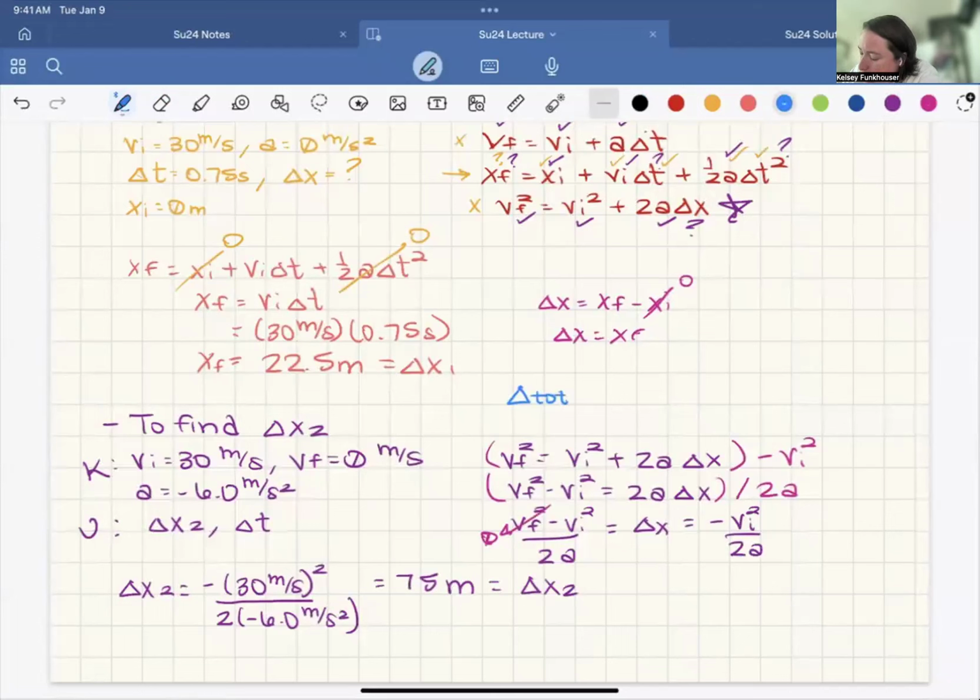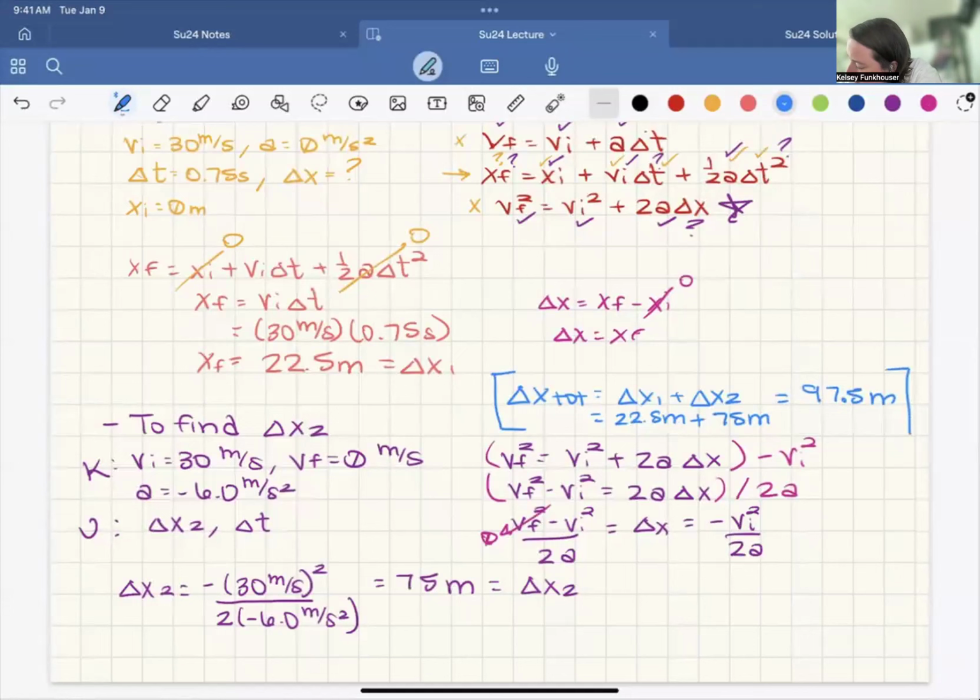Sorry for putting this kind of in the middle of things, but I ran out of space. X total, remember, is just displacement 1 plus displacement 2. And displacement 1 is 22.5 meters. Displacement 2 is 75 meters. So this gives us a total displacement of 97.5 meters. So in the time it takes the driver to see that obstacle, realize he needs to stop, and then actually stop, he travels almost 100 meters. That's pretty far.